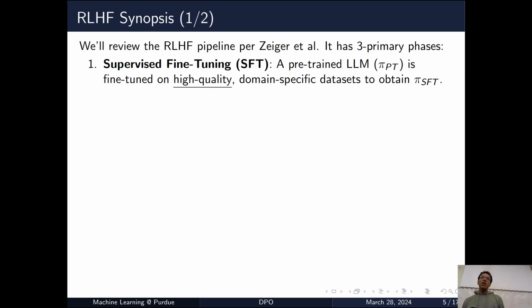So, the synopsis of RLHF. We'll review this pipeline per Ziegler et al. It has 3 primary phases. The first one is supervised fine-tuning, where you have a pre-trained language model that is trained on high-quality, domain-specific datasets in order to obtain pi SFT. Pi is usually used in reinforcement learning literature to denote a policy. In this case, our policy is a large language model.